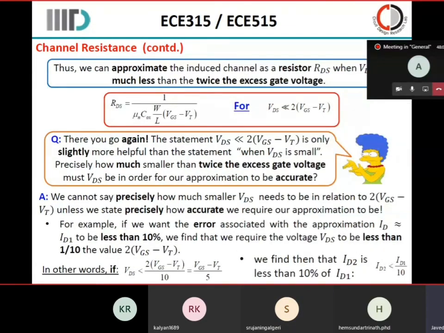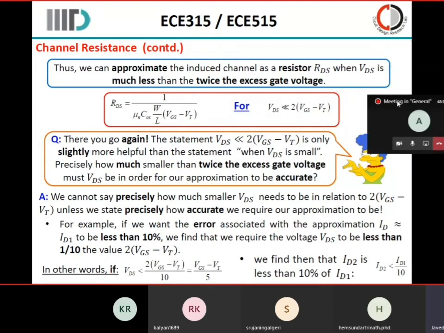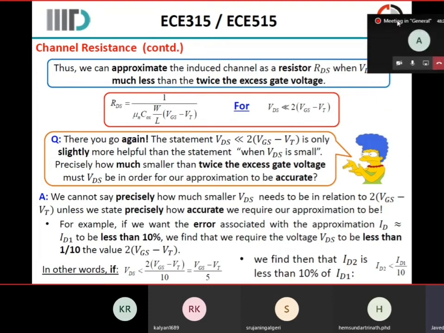Okay, exactly what I was just mentioning. Thus, we would see that we can approximate the induced channel only when VDS is less than twice the excess voltage, or as given there. So this is what I just said. If we want the error associated with the approximation to be less than 10%, we can require that the VDS be less than 10% of the value. In other words, if VDS is less than 10%, it is good enough.